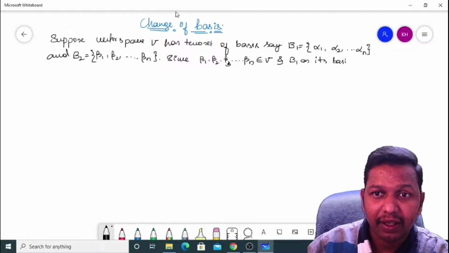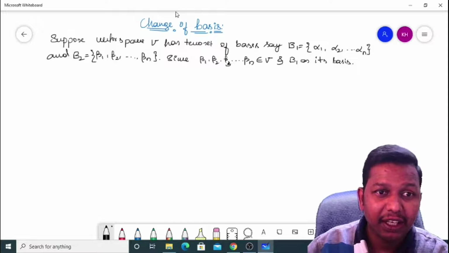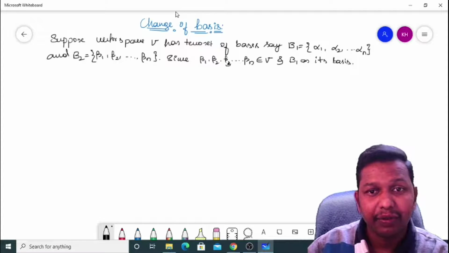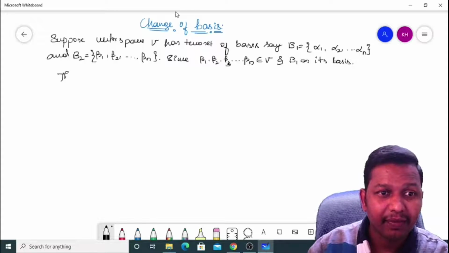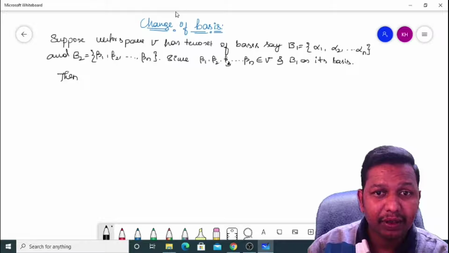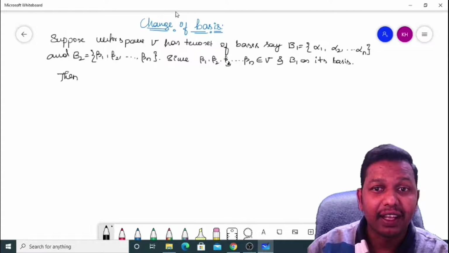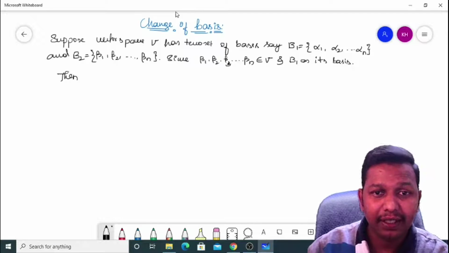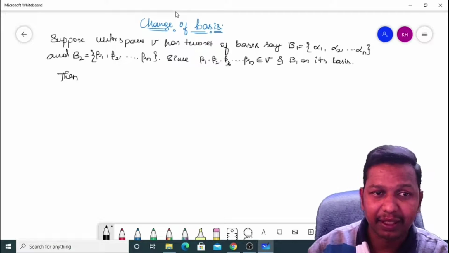basis. So, first I am considering all the elements in B2 as vectors in V. B1 is a basis of V. Then beta 1, beta 2, beta 3 and so on beta n are expressed as a linear combination of basis B1. So since these are vectors, we go on expressing them as linear combinations of B1.